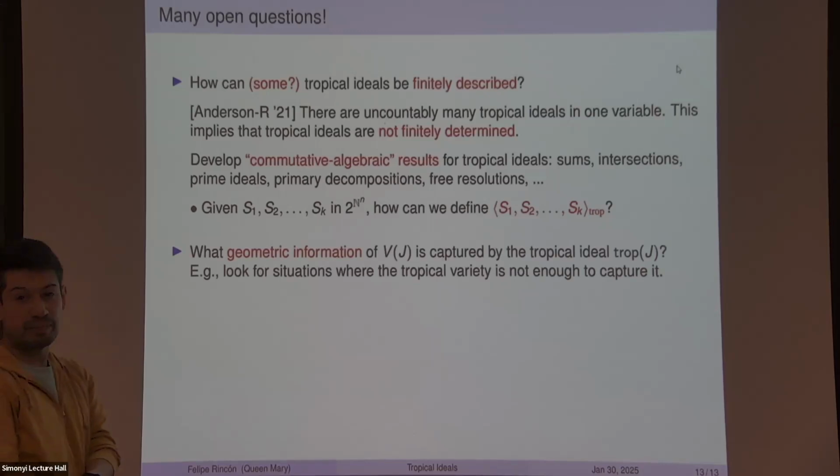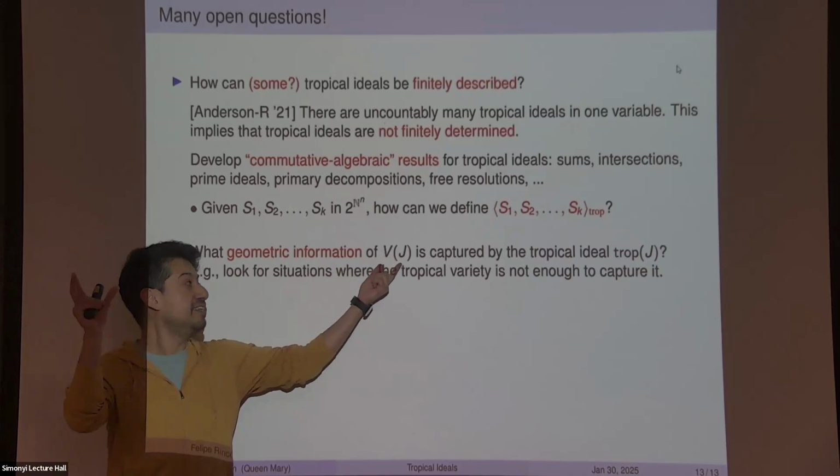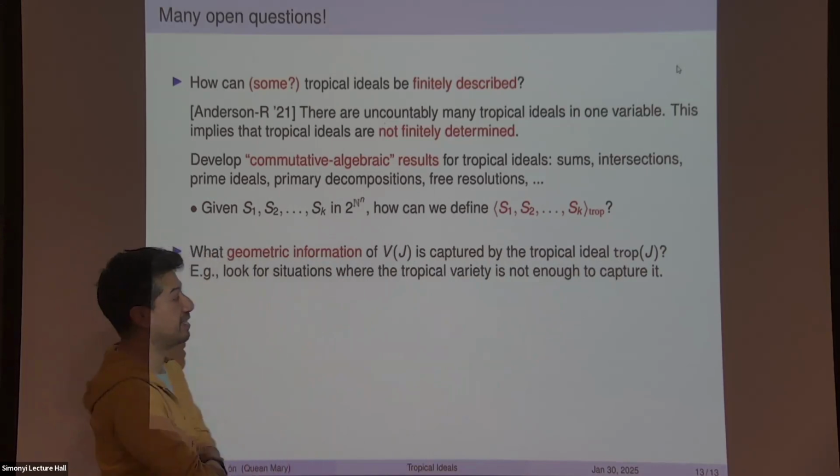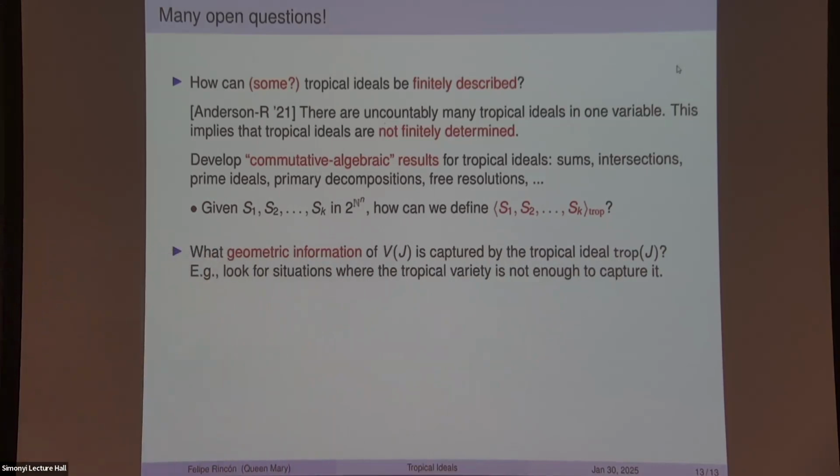And then another question, maybe the philosophy that I'm trying to communicate here is: what geometric information of a classical algebraic variety is captured by the tropical ideal that you get when you tropicalize the variety? In tropical geometry, often you have some problem that you want to study classically, you tropicalize it, and you check if the information that you cared about was captured by the tropical variety. It makes sense to attack the problem tropically because you can still recover the information from the tropical varieties. That happens sometimes, like when you do intersection theory in the plane, but not all the time.